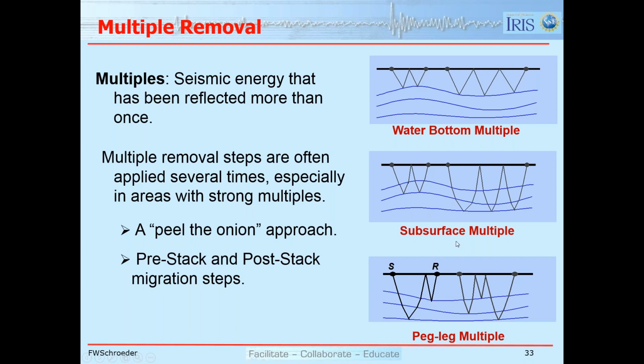We can also have subsurface multiples and things that are called peg leg multiples. If we can understand how these multiples are generated and where they might occur, and isolate them from the primary data where we have a single path down and a single path up, we may be able to remove the multiples and improve our image.